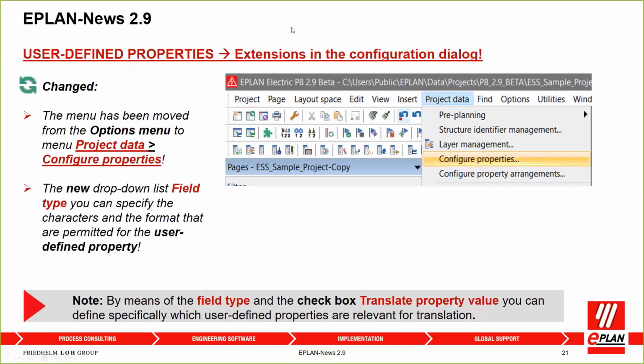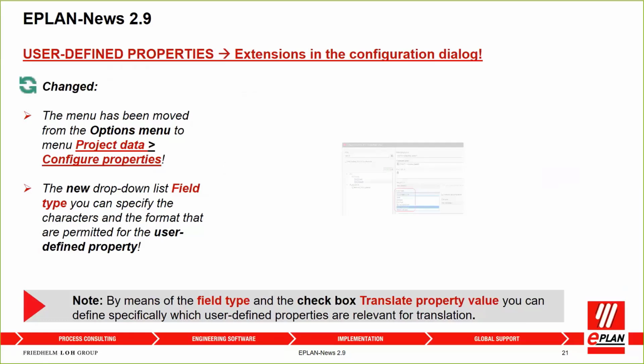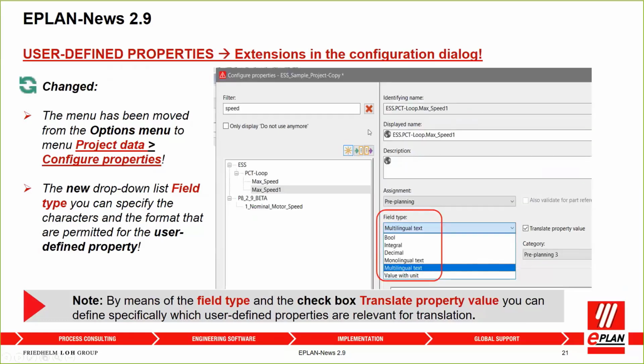The extensions in the configuration dialog has now also been moved. It's been moved to the project data tab. They have included a new field tab which allows you to predefine which type of data can be defined in the configured properties.